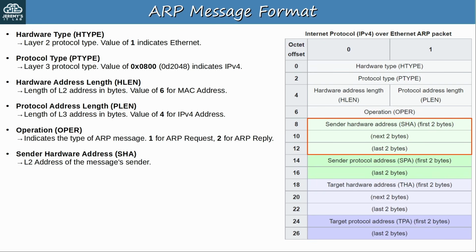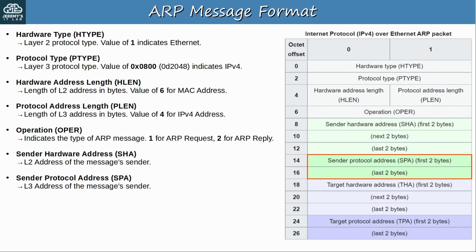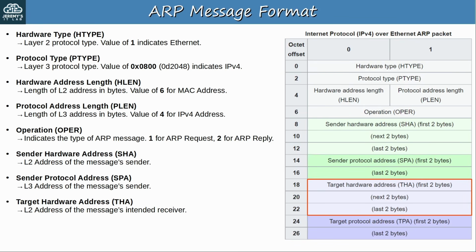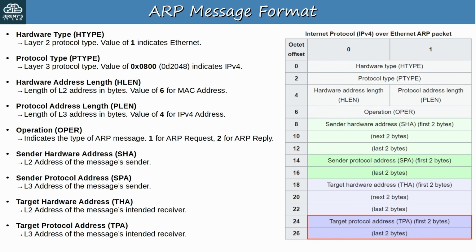Then the sender hardware address field indicates the layer 2 address of the sender, and the sender protocol address field indicates the sender's layer 3 address. Finally, we have the target hardware address field, indicating the layer 2 address of the intended receiver, and the target protocol address field, indicating the intended receiver's layer 3 address.